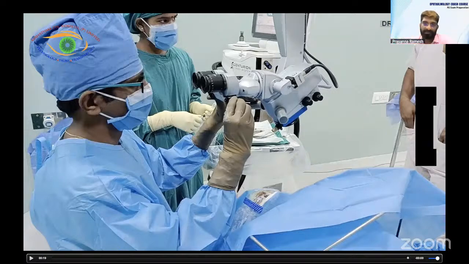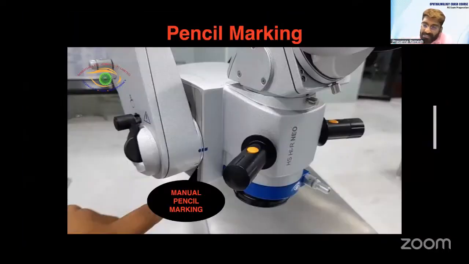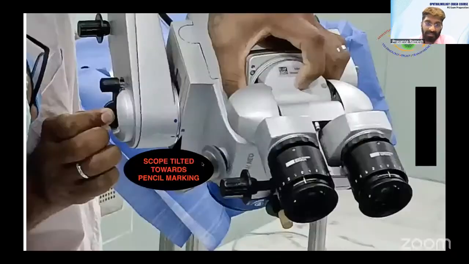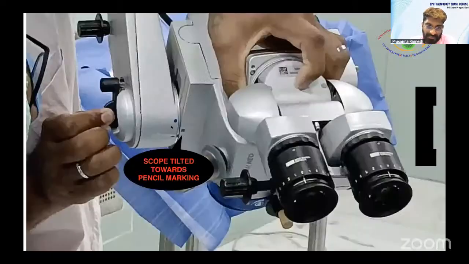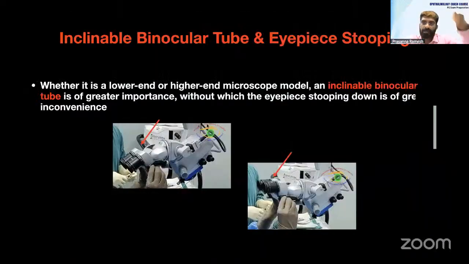You lift it upwards. And I also make a pencil marking so that I don't depend on my assistant, and I can always be sterile, and somebody else who doesn't have an idea can just tilt it to the marking that I have done. You can see this is before tilt, the marking is here, and this is after tilt. This is a pencil marking or pen marking that I do, and after that you do the eyepiece lifting.